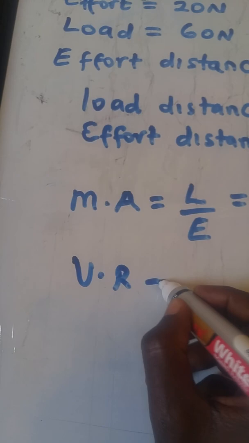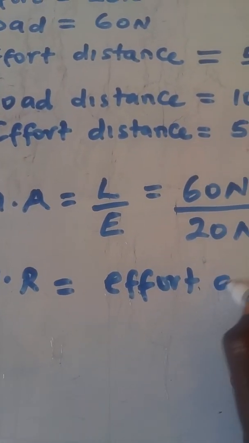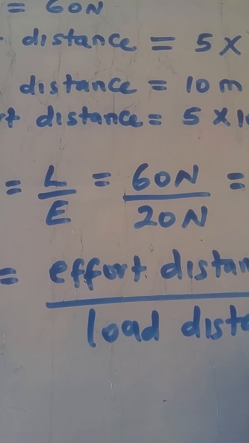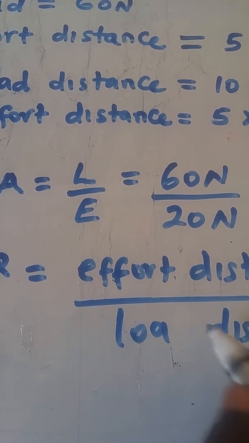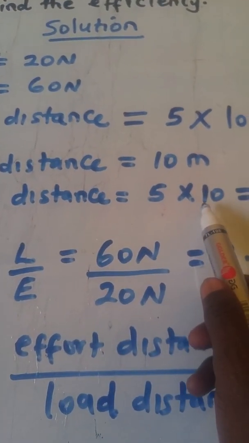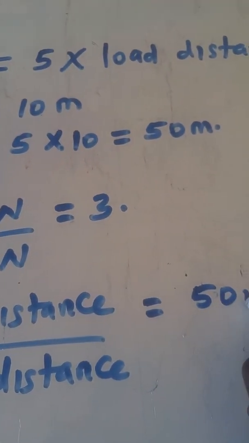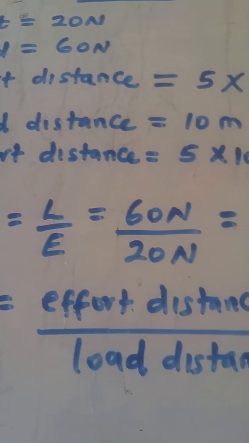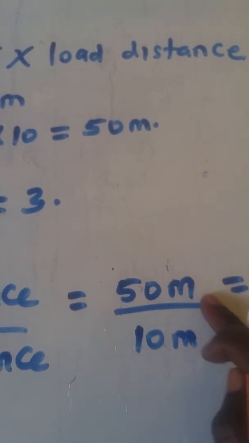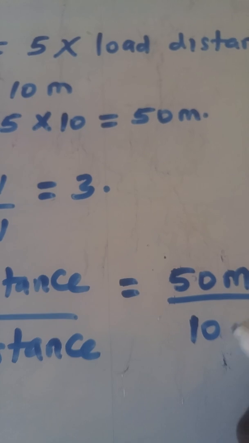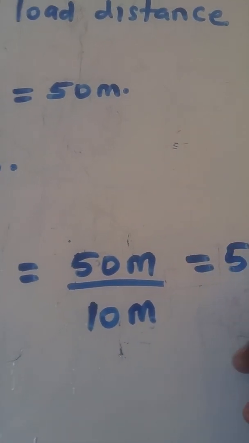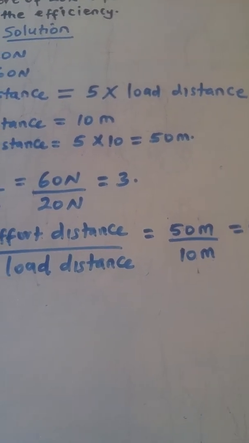The velocity ratio, we say the formula is effort distance divided by the load distance. Okay? So the effort distance is the one we calculated, 5 times 10, which is 50 meters. Then the load distance, we gave it what? 10 meters. Okay? So we shall have the meters cancelling. These meters will cancel, remain 50 over 10, and your answer becomes 5. So the velocity ratio is 5, while the mechanical advantage is 3.